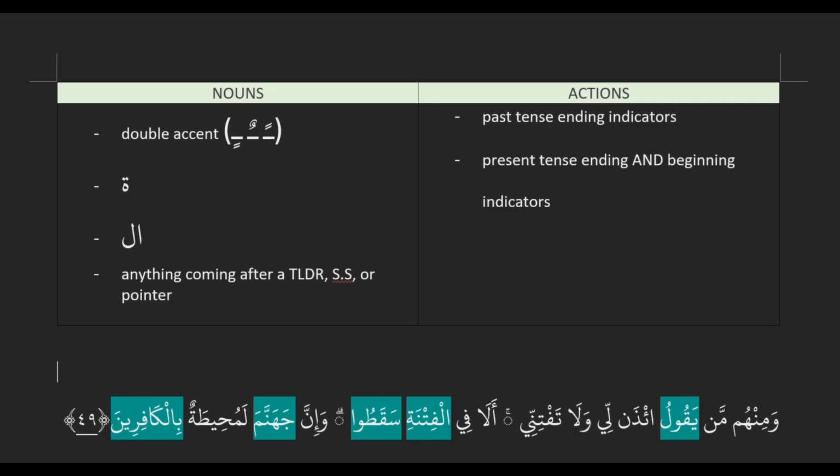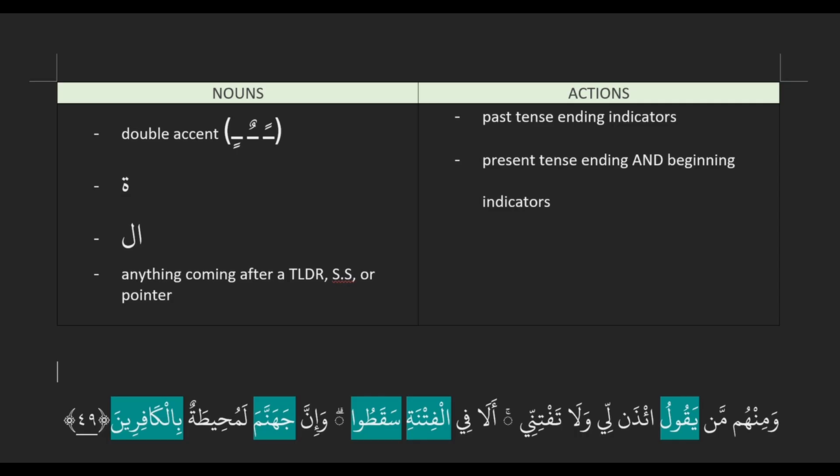And the last thing is anything coming after a TLDR, a sentence starter, or a pointer. We've studied these fragments, and they're always made up of this element plus a noun. TLDR plus a noun makes a TLDR phrase, sentence starter plus a noun makes a sentence starter phrase, and a pointer plus a noun makes a pointer fragment. So if you see one of these words, then we're looking at a noun. Ready to do some practice?